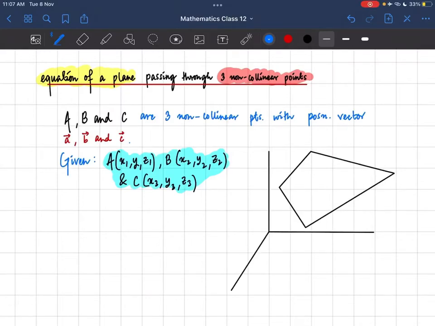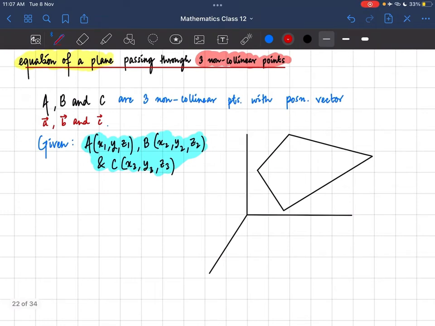So today I'm going to do the equation of a plane passing through three non-collinear points. Suppose we have 3 points A, B, C which are non-collinear, and the points lie like this. Here we have the X, Y, Z axes, and a point A whose position vector is small a vector. Then we have a point B, and here a point C. We need to find the equation of the plane passing through these 3 points.